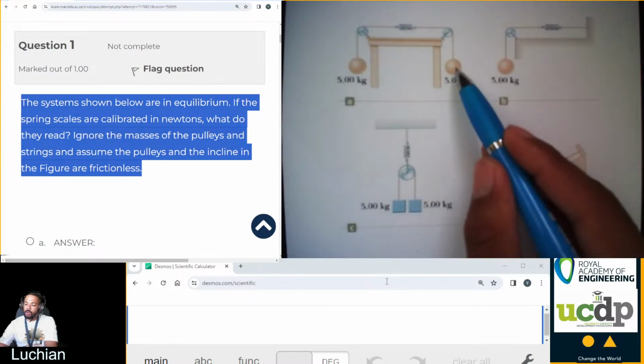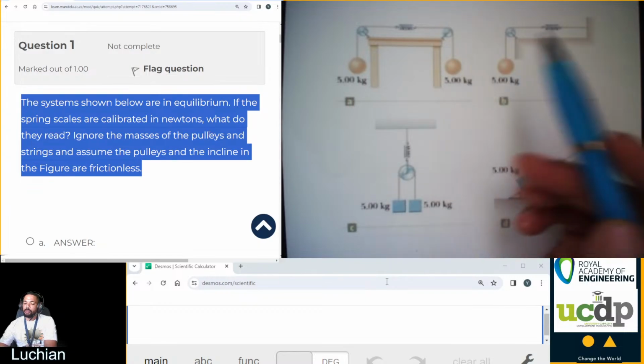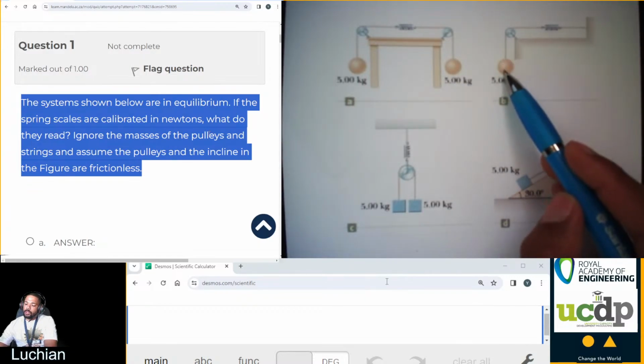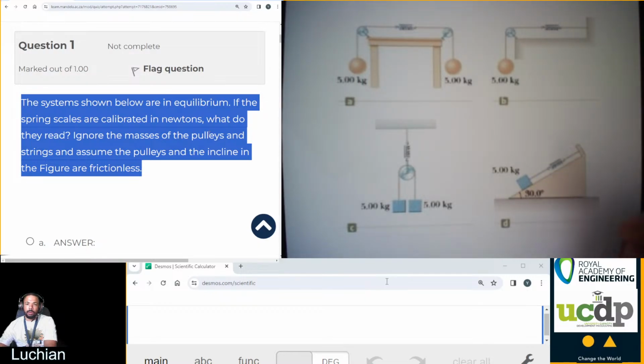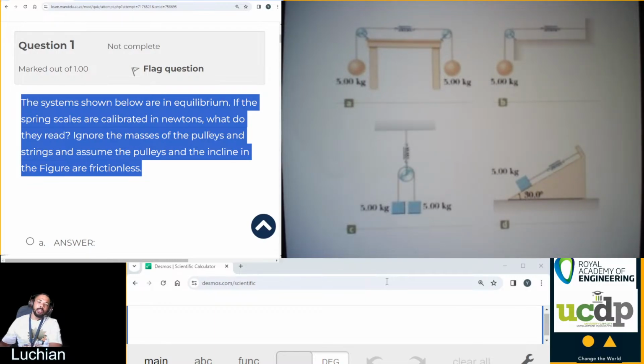These two balls are holding each other in equilibrium. This ball is in equilibrium. It's not pulling the wall, and the wall is not pulling the ball. These two are in equilibrium, and this block is on this inclined plane in equilibrium. Meaning it is not moving. There is no resultant force. It can be moving but at a constant velocity.